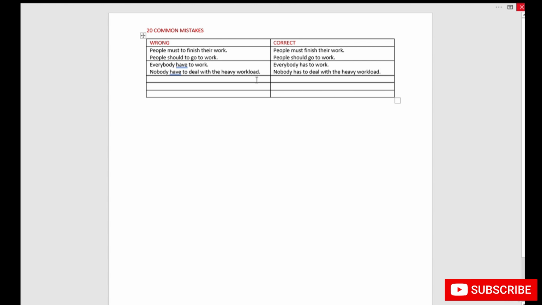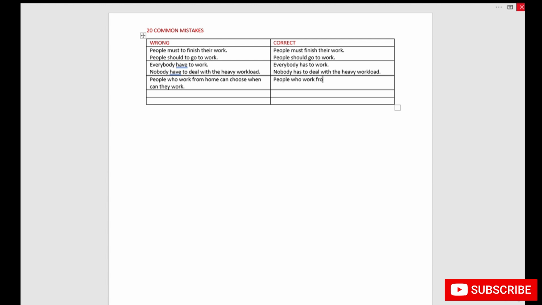And the next one is related to wrong question sentence. When you are using double H words in the middle of the sentence, the rest of the sentence shouldn't be formed like a question sentence. It should be like a normal affirmative sentence. For example, let's look at this example. People who work from home can choose when can they work. Now this would be wrong because in here can is in the wrong position. The correct version would be people who work from home can choose when they can work.